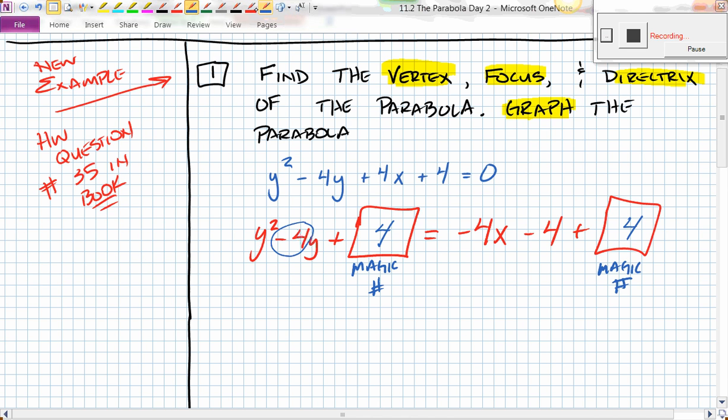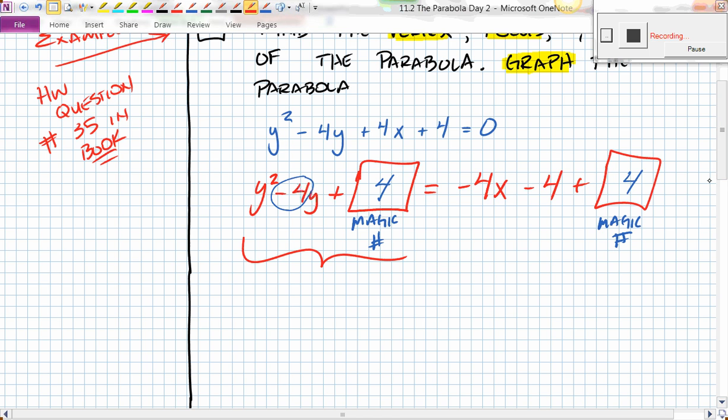Okay, now this is the most important part. Who remembers what does this break down to? Perfect square trinomial, correct, and what would that be? You got it, yeah. Y minus 2 quantity squared equals, oh, look what happens on the other side. We just get negative 4x. There you go. Now we're in good shape.